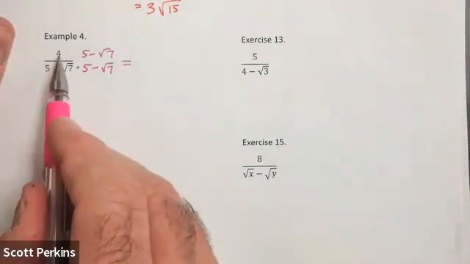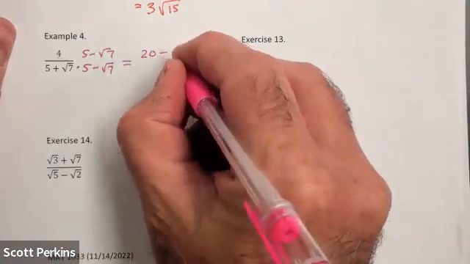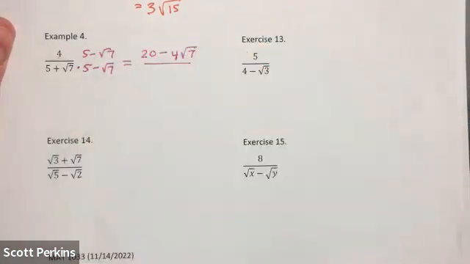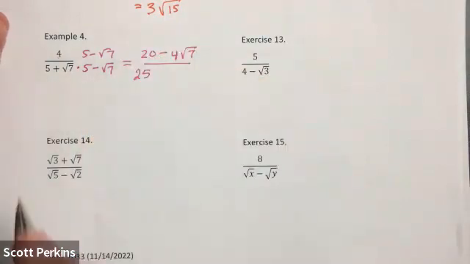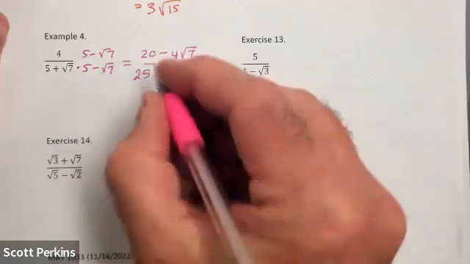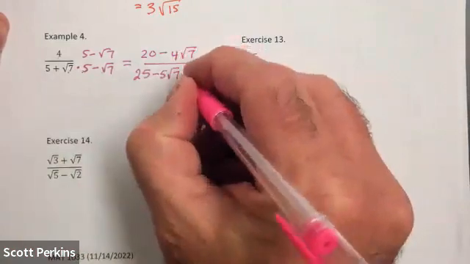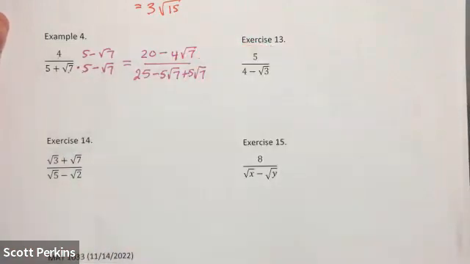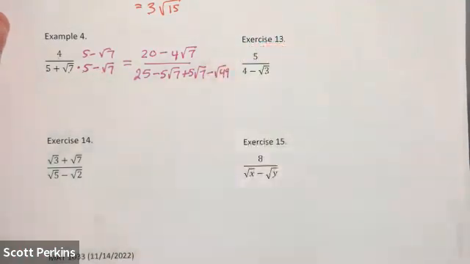So here goes. In the numerator, 4 times 5 is 20. 4 times the square root of 7 is 4 square root of 7. In the denominator, I FOIL. That's why we practiced foiling a little while ago. So this is the exact same skill. First, 5 times 5 is 25. Outers, 5 times negative square root of 7 is negative 5 square root of 7. Inners, square root of 7 times 5 is plus 5 square root of 7. Oh, we see those are going to cancel. That's great. And then square root of 7 times negative square root of 7 is negative square root of 49.